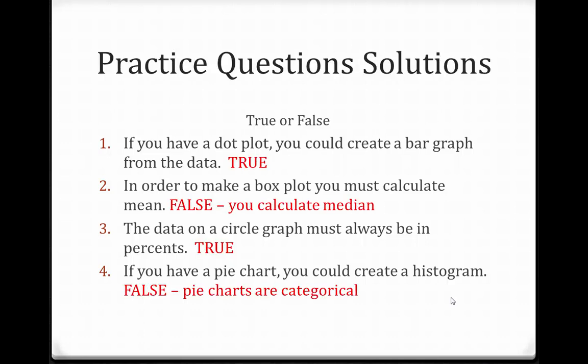For number one, if you have a dot plot, you could create a bar graph from the data. That is true. Number two, in order to make a box plot, you must calculate the mean. That is false. You're actually calculating the median. For number 3, the data on a circle graph must always be in percents. That is true. And for number 4, if you have a pie chart, you could create a histogram. That is false. Pie charts are categorical, where histograms use ranges of data.